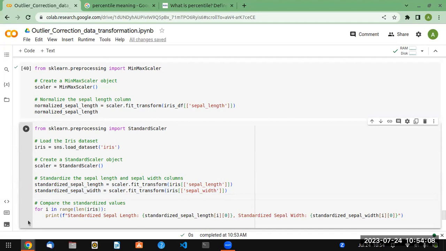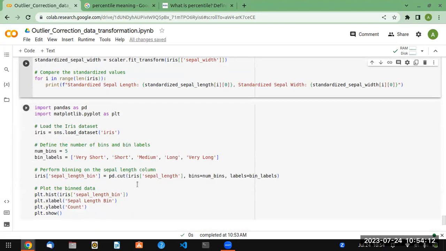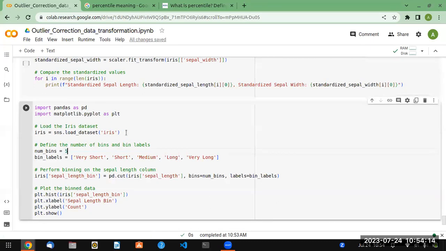Okay, so this is how you can do standardization. Next we have binning. See guys, here I performed binning. Binning means a number of bins. I am using 5 bins. That means on the x-axis, I am dividing it into 5 bins.